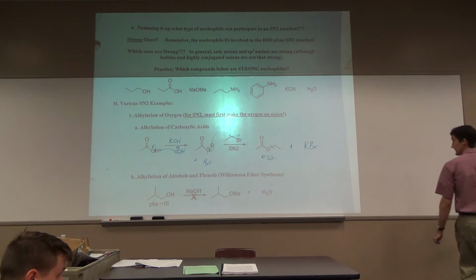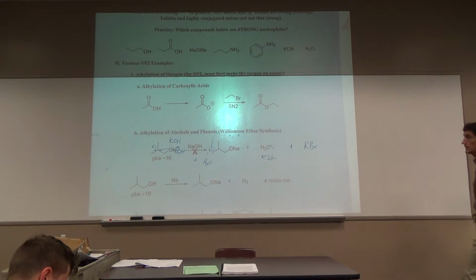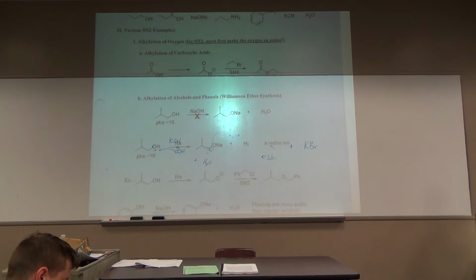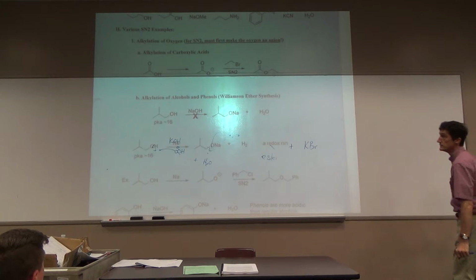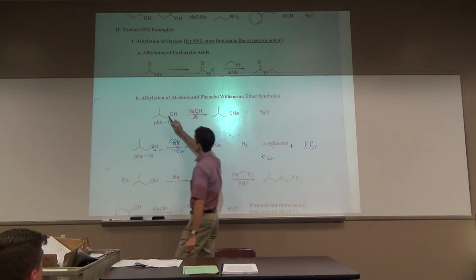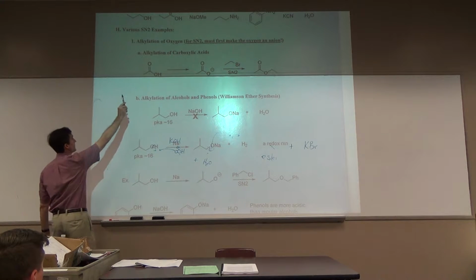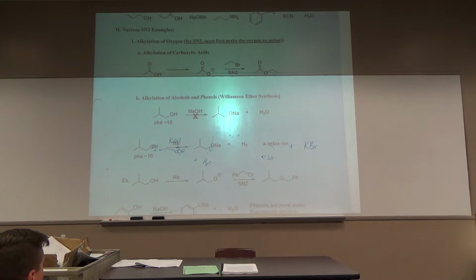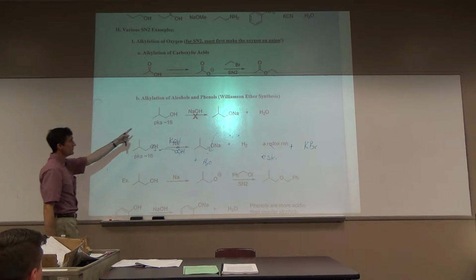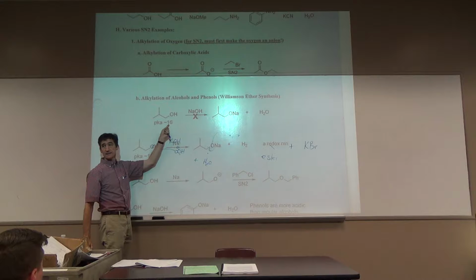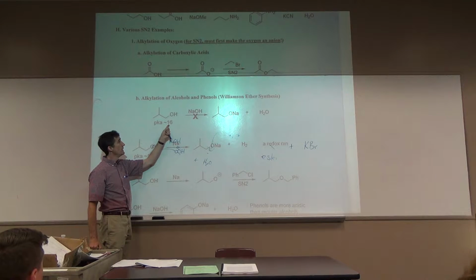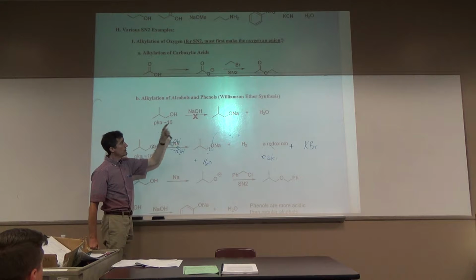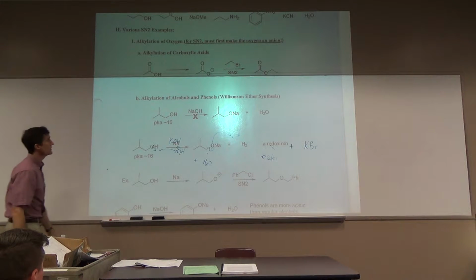What about the next one? What about an alcohol? By the way, what's the pKa of a carboxylic acid? About 4 to 5. Okay. Alcohol is not as acidic. It has a pKa of about 16, like water. You cannot deprotonate an alcohol with sodium hydroxide.